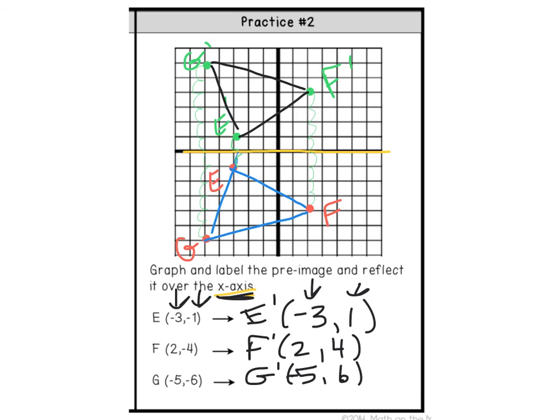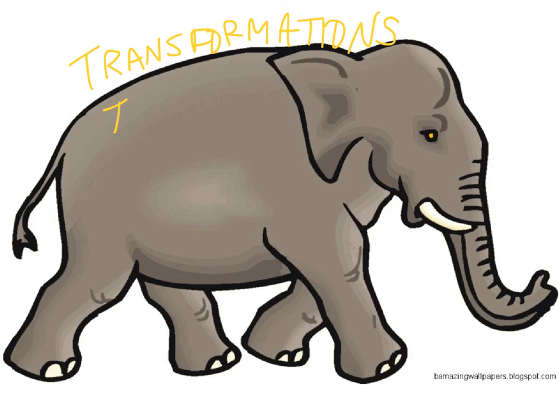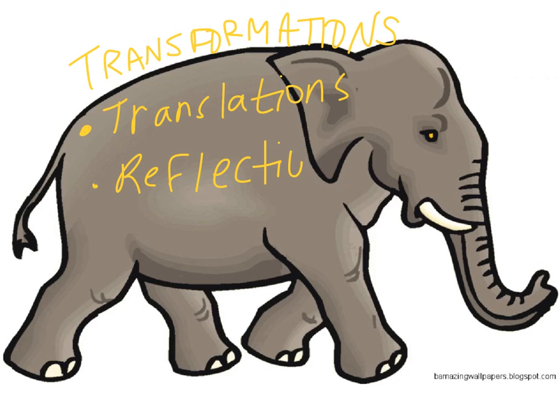And our final step is the congruency statement. I'm going to fit it right here. So E, F, and G, remember the symbol, the equals with the squiggle, E prime, F prime, and G prime. Okay, so that's practice 2. Okay, so just remember we've learned 2 types of transformations so far. Translations, which are slides, and reflections, which are flips over the x or y axis. Okay, so don't forget those.